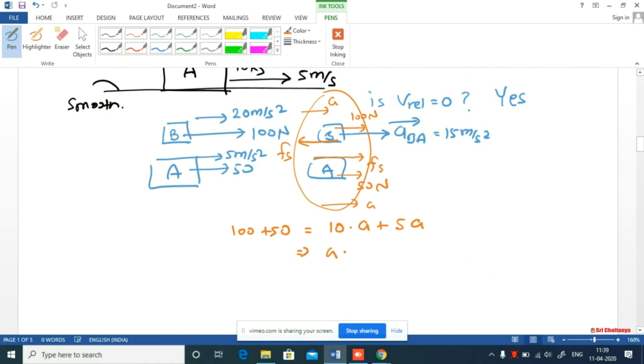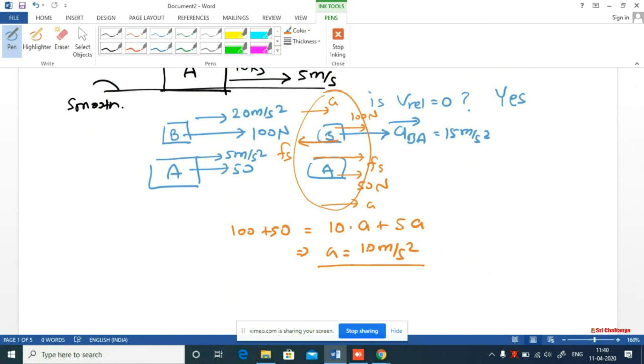So this implies a is equal to 150 divided by 15, that is 10 meter per second squared, right? And a relative is equal to 0. So neither the acceleration of B is equal to 20, nor the acceleration of A is equal to 5. Both of them have an acceleration of 10 meter per second squared. But again, this is subject to one more condition, that the static friction should be less than limiting friction.